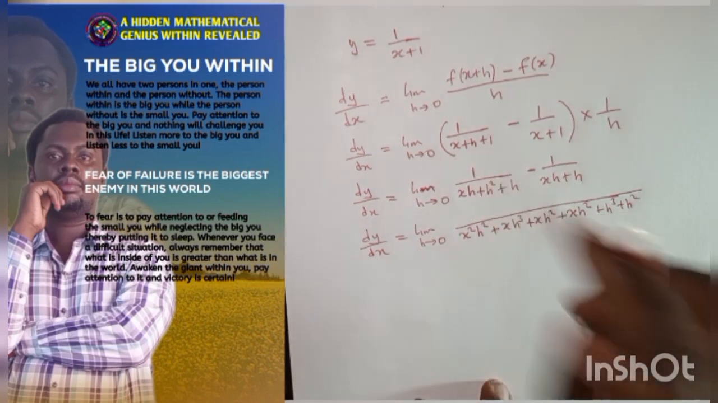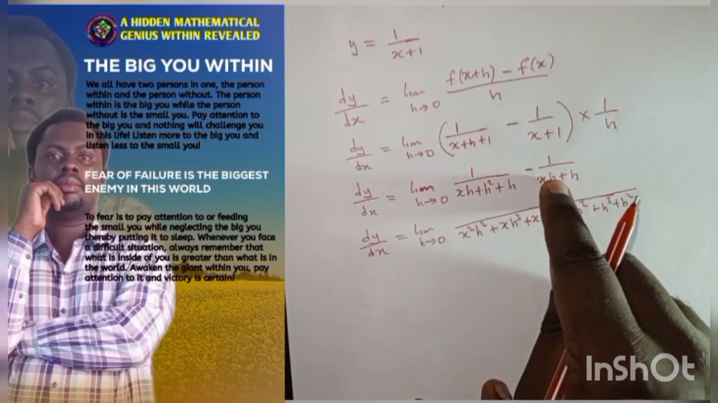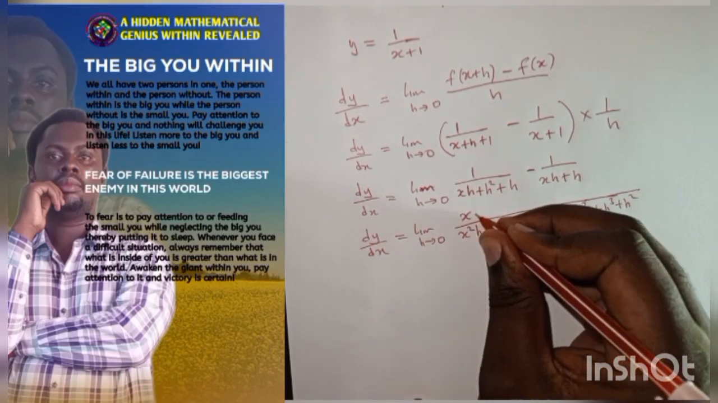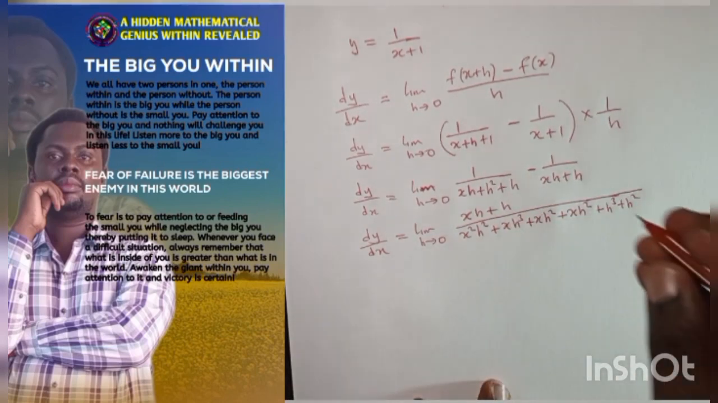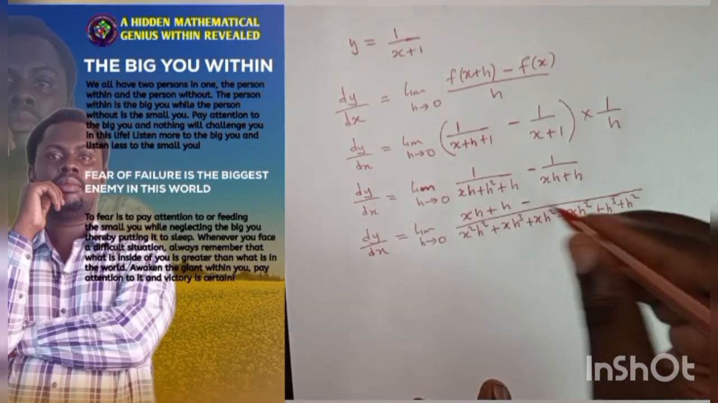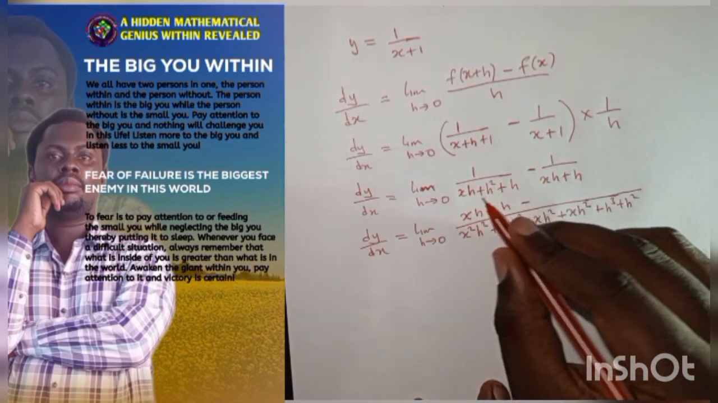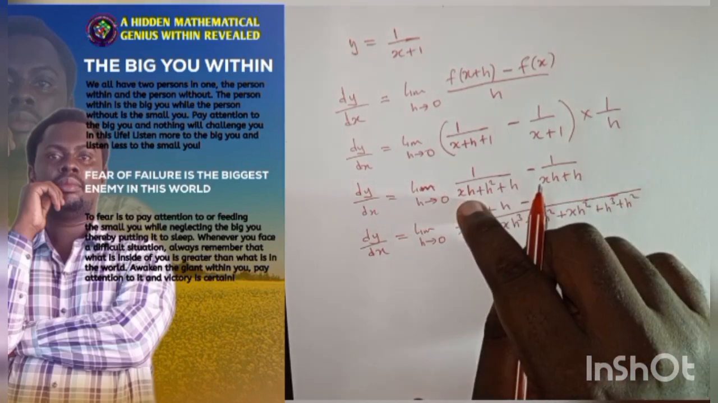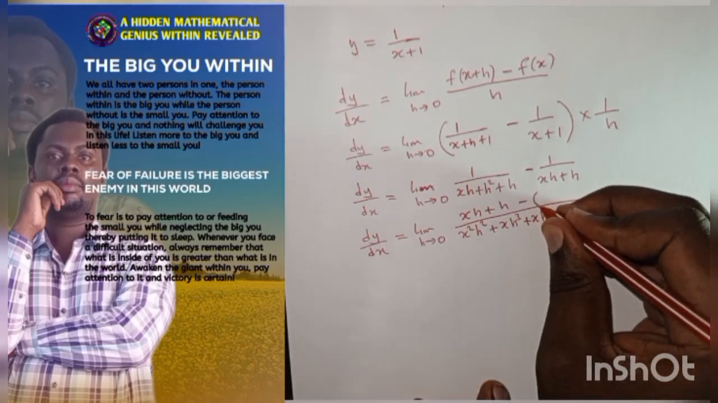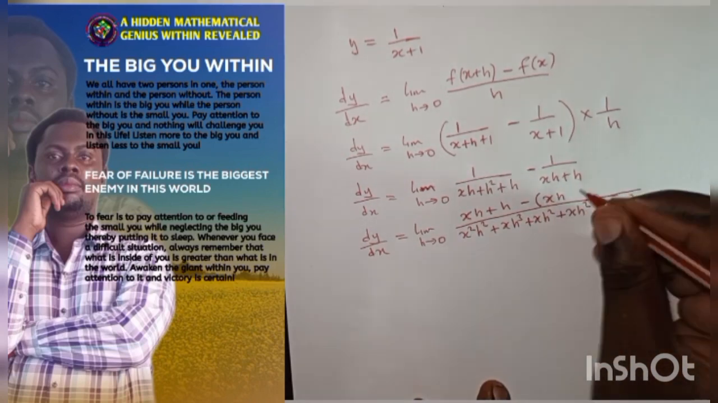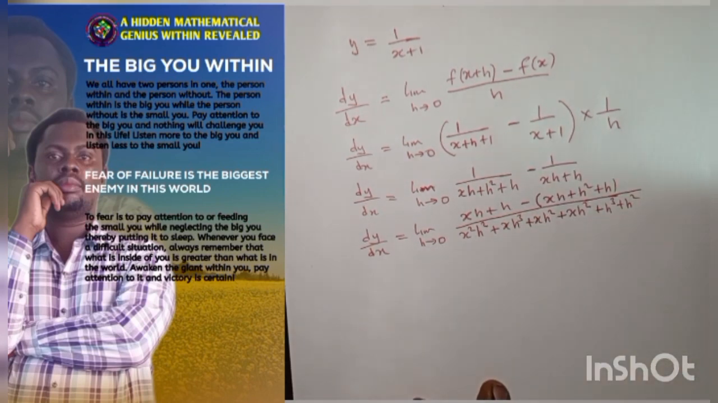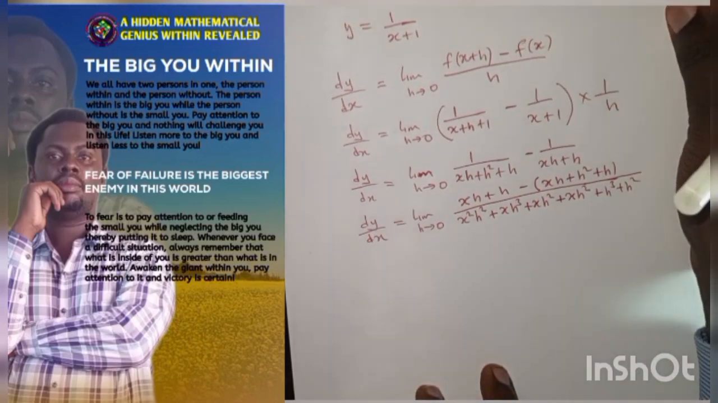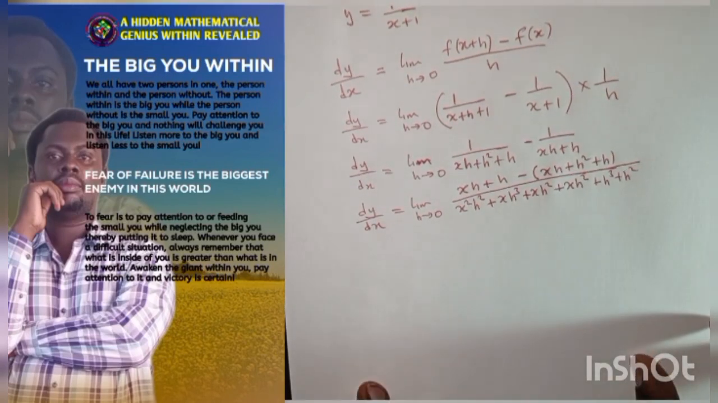Okay, then you cross multiply. 1 multiplied by xh plus h, you just get xh plus h. Then you're going to have minus. So 1 multiplied by xh plus h squared plus h, you get the same thing. So there's minus here, so you put them in brackets. You say xh plus h squared plus h. Okay, so it's just a matter of simplifying those terms.